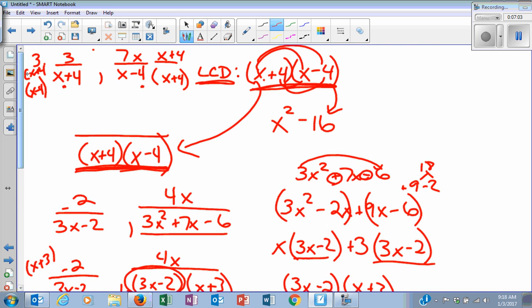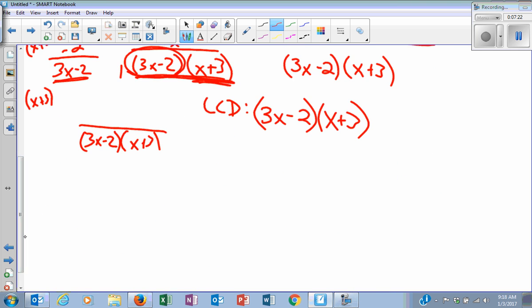it asks me for the restrictions. And for the restrictions, you're going to look at this and you're going to say, what can the denominator not be? X cannot equal 4 or negative 4. And the book writes that as cannot equal plus or minus 4. For this one down here, one of them is easy to see right here. The restriction is x cannot equal negative 3. That's easy to see. This one not so much.